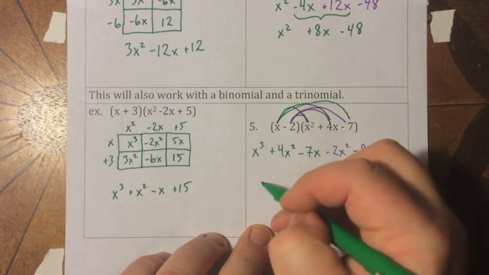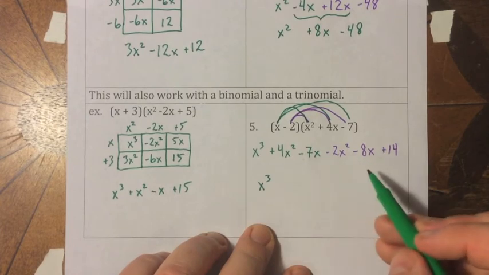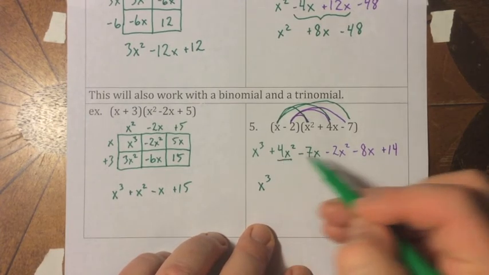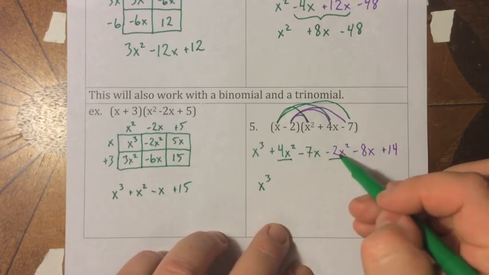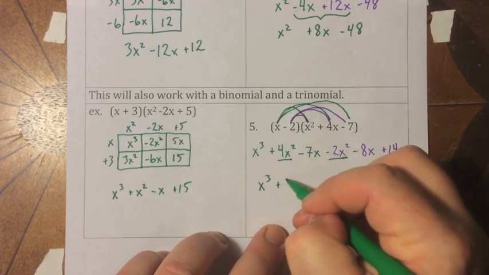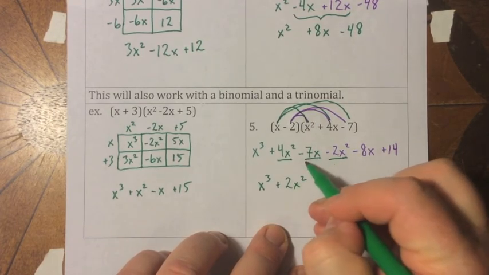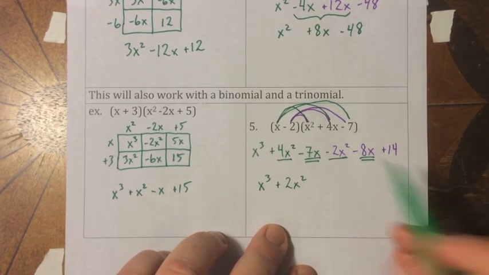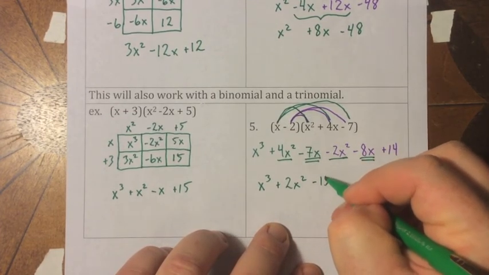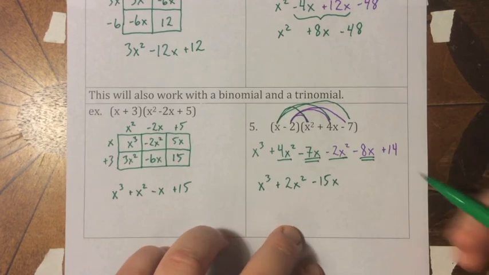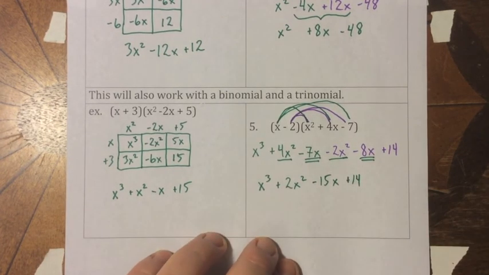The x cubed is all by itself, so I can go ahead and copy it down. I'm going to go ahead with the next largest exponent, which is the x squared terms, or the quadratic terms. I have 4x squared minus 2x squared. That's going to give me a positive 2x squared. Next, I'm going to put together my linear terms, or my x terms. I have negative 7x minus 8x, which is going to give me a negative 15x. And lastly, I'm going to copy down the 14, the constant term. There was nothing else to go along with it.